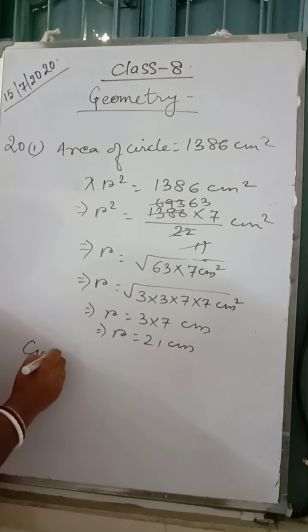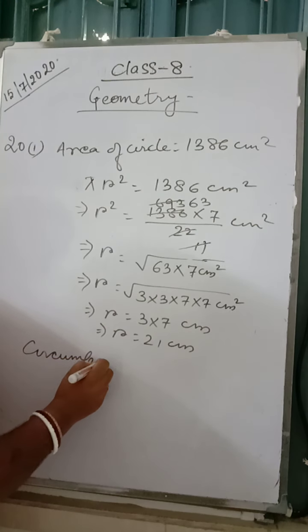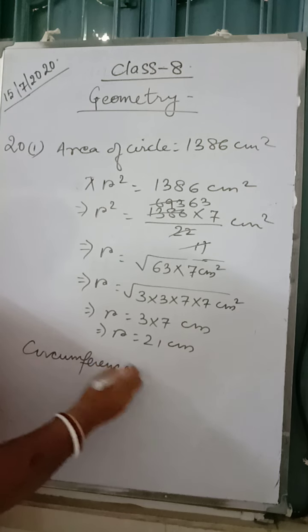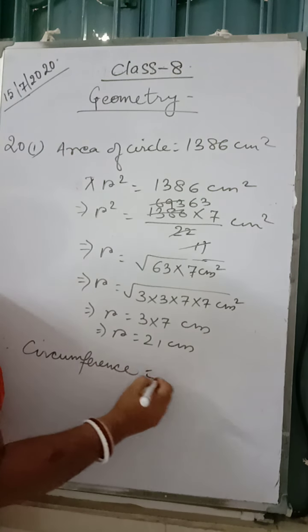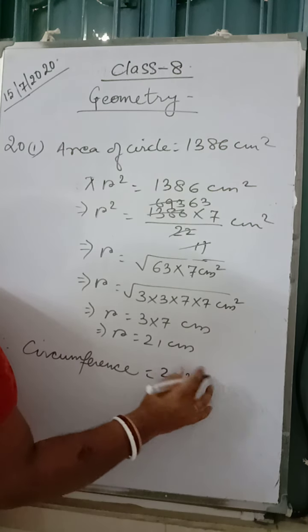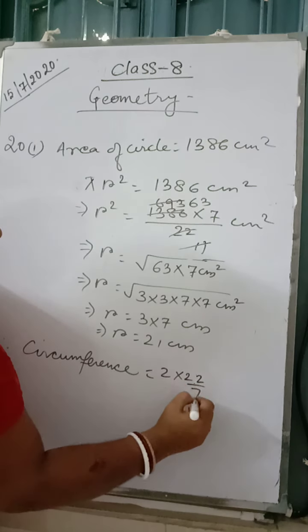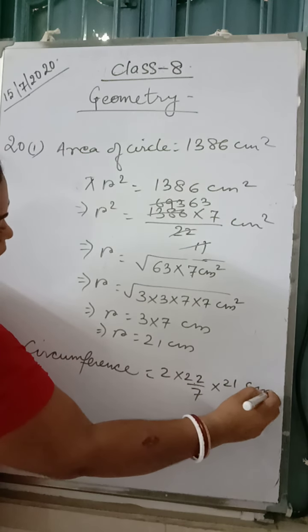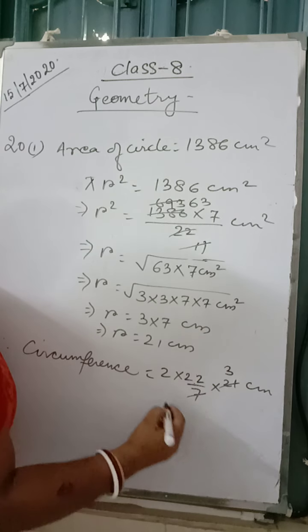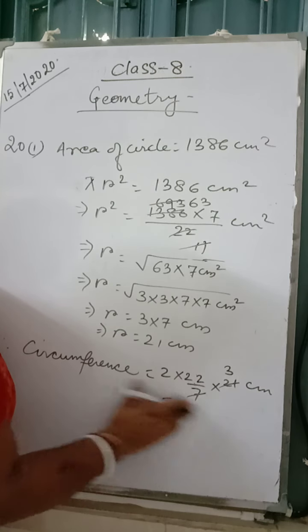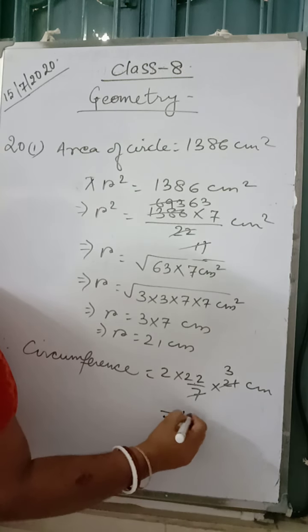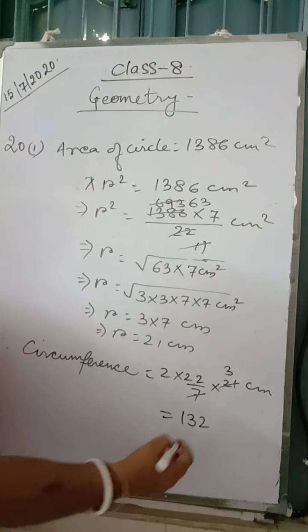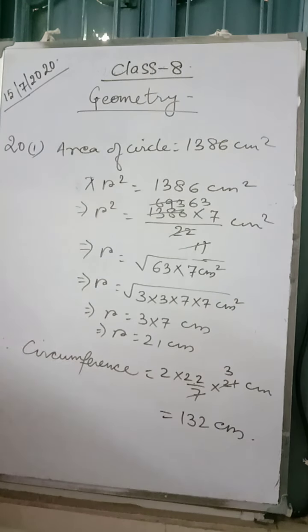So circumference is equal to 2 into 22 by 7 into 21 centimeters. 7 3s are 21, 2 3s are 6, 22 6s are 132 centimeter is the circumference. Write it. 22 you have to do, I will not do. Then we'll see the next question.